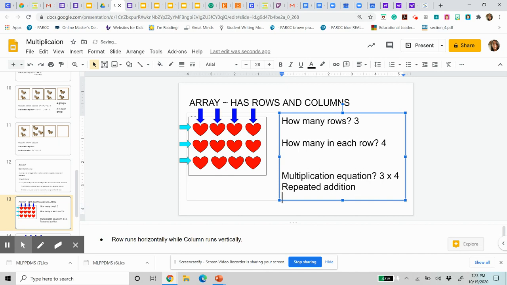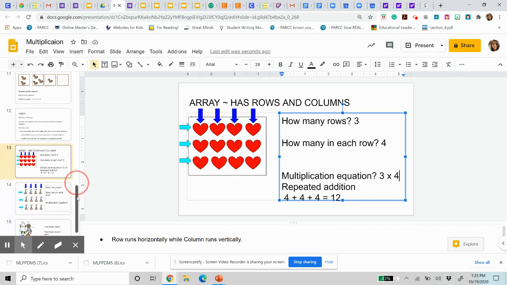You would just say 4, plus another 4, plus another 4. We have our 3 groups of 4 here. If you know how to count by fours, 4 plus 4 is 8, plus another 4 is 12. Same thing, the answer would be 12. There's a space right there, but we're going to just think that it's 12.